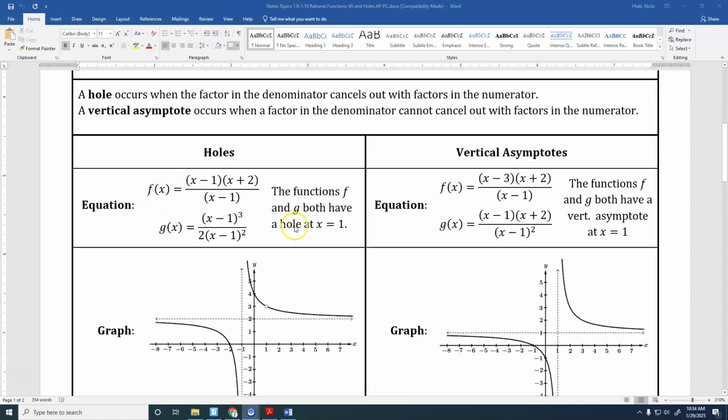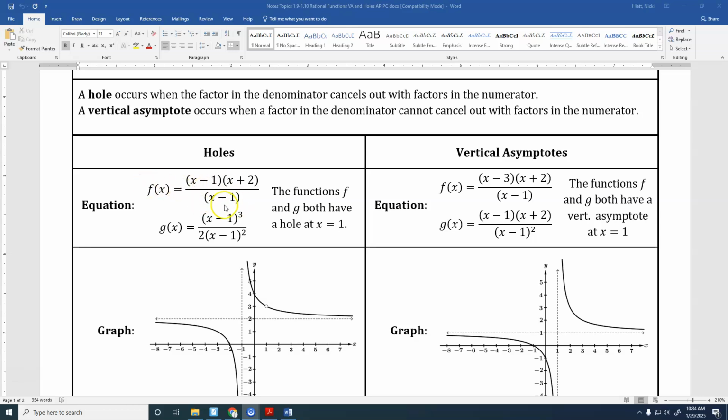the functions f and g both have a hole at x equals 1. I don't know which one that's the graph of. I think this is just a graph example here.